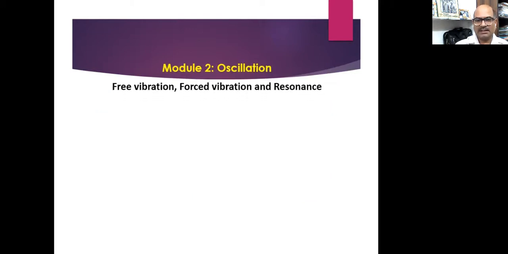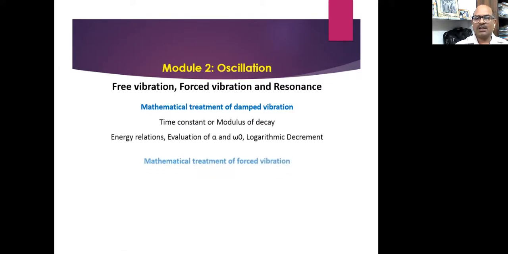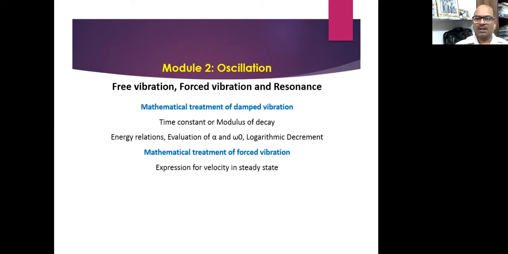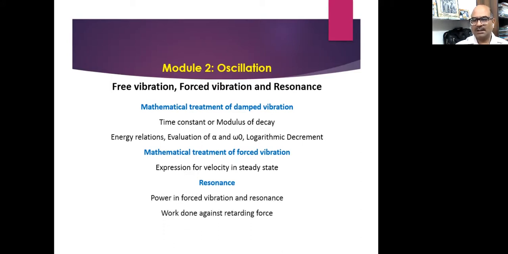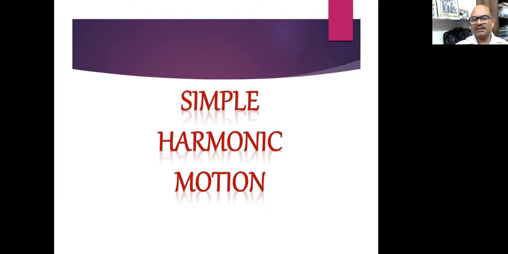So these are the parts we will learn: free vibration, forced vibration, and resonance. But here, mathematical treatment of damped vibration, time constant or modulus of decay, energy relation, evaluation of alpha and omega naught, logarithmic decrement, and then mathematical treatment of forced vibration, velocity expression in steady state, resonance, power in forced vibration and resonance, and then work done against retarding force and sharpness of resonance. So all these topics we'll learn, but we'll start our topic of today's discussion with simple harmonic motion.